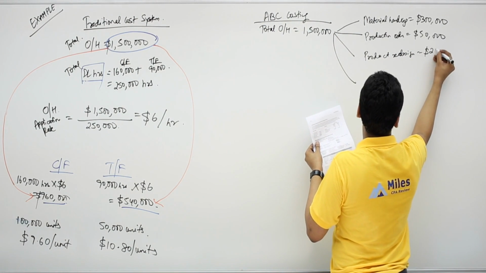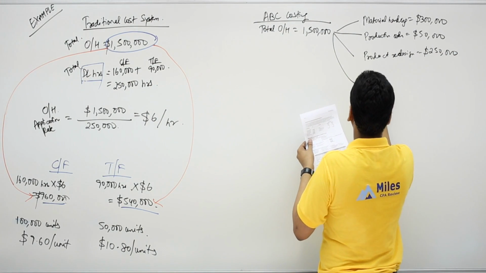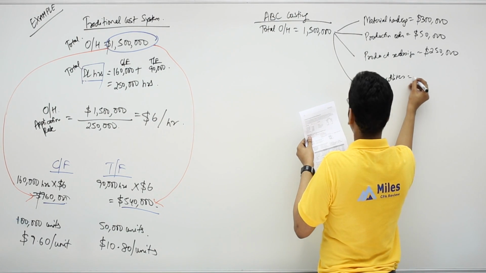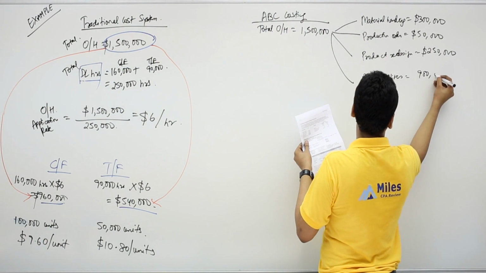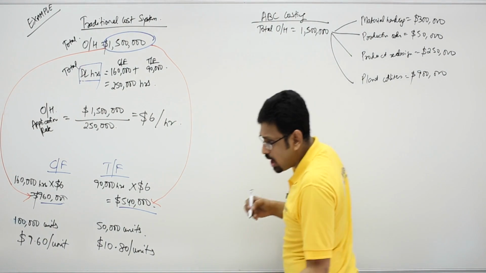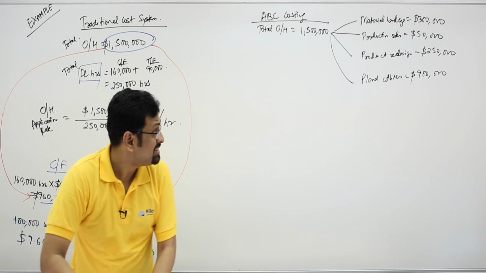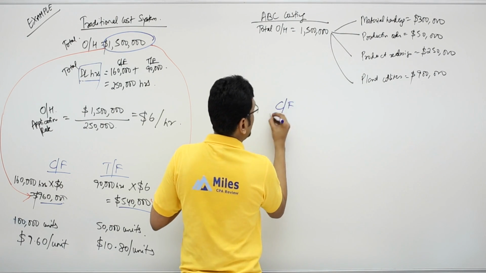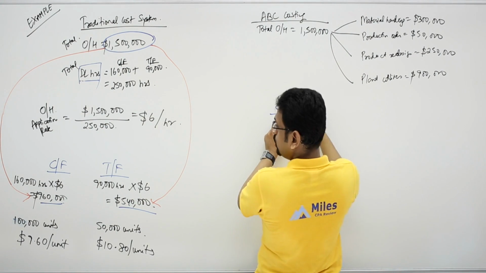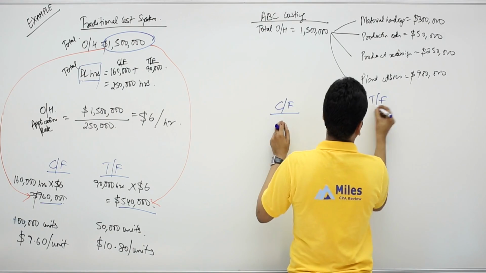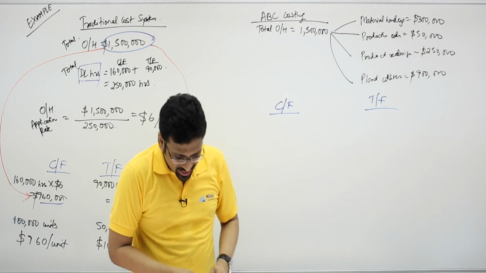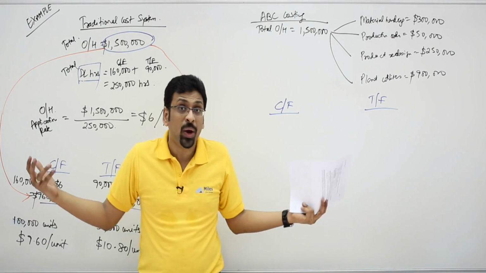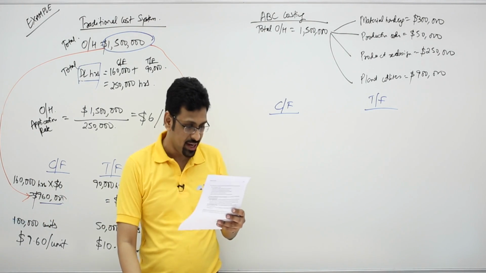This was $250,000. And then you had plant utilities. This was $900,000. So now what we do is we look at both ceiling fan and table fan, both the units, and try to allocate the overhead cost using activity based cost drivers. So for material handling, a good cost driver could be pounds, the weightage of material which was handled.